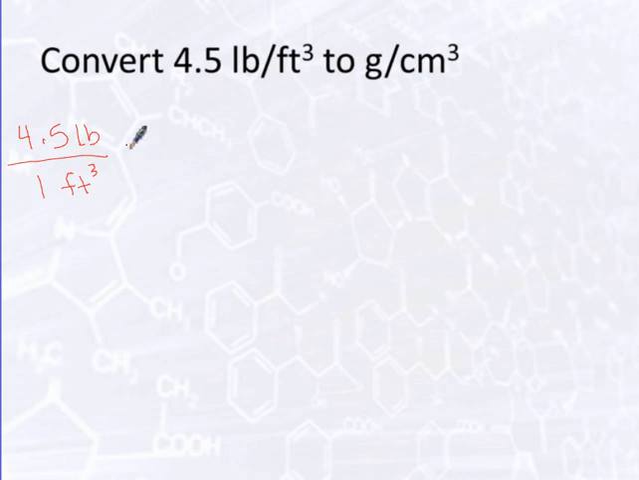So let's start with our first unit. So I want to get from pounds to grams in the top. So let's convert that out. So I know that there are 454 grams in 1 pound. And let's see, that cancels out. So I'm left with grams. So I'm done with the top. Now let's worry about the bottom.